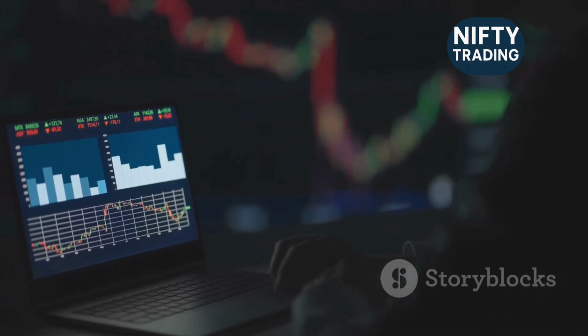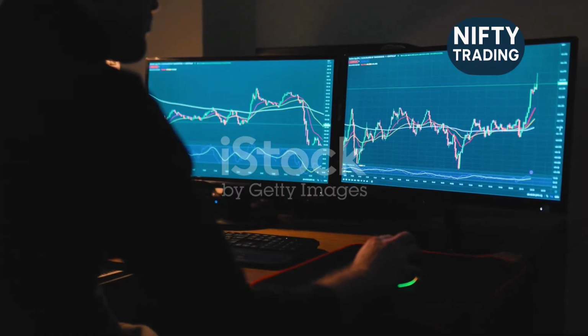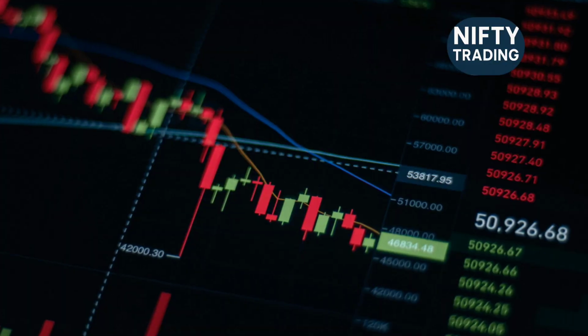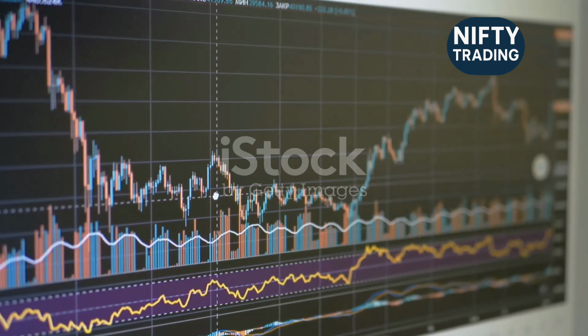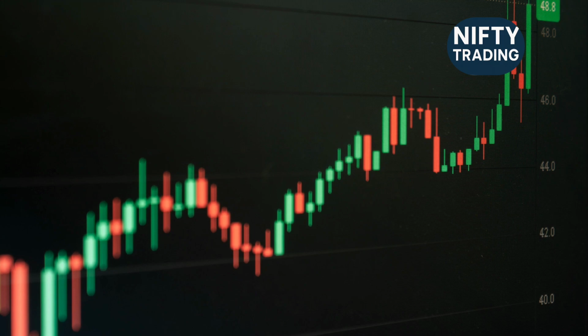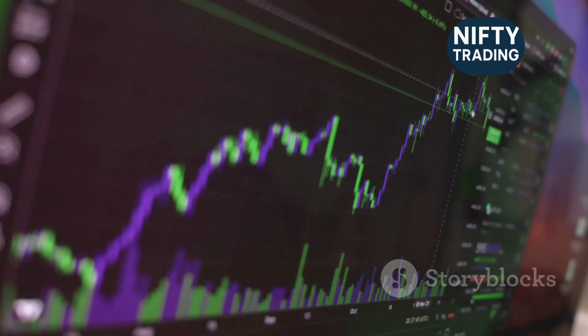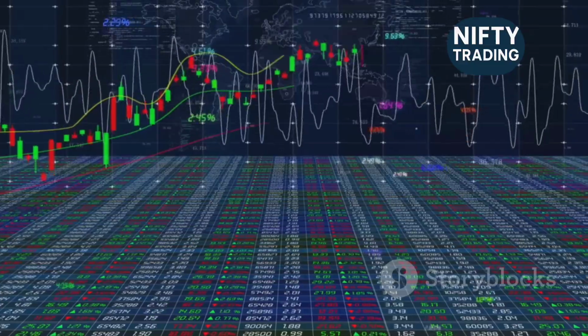Ever stared at a stock chart and felt lost? You're not alone. Most beginners see price movements as random, but there's a hidden language in those charts: candlesticks. Candlesticks reveal the real-time battle between buyers and sellers, giving you insight into market psychology. Think of them as the highlights reel of a cricket match.